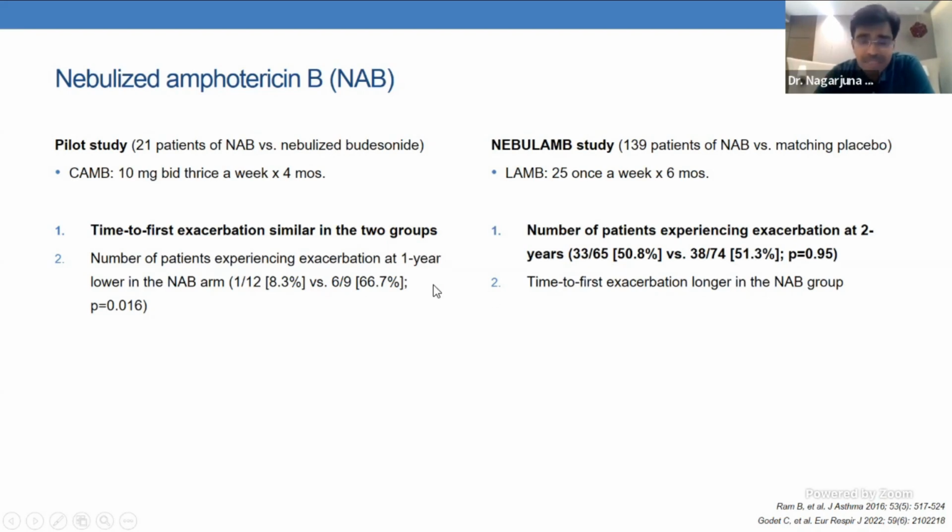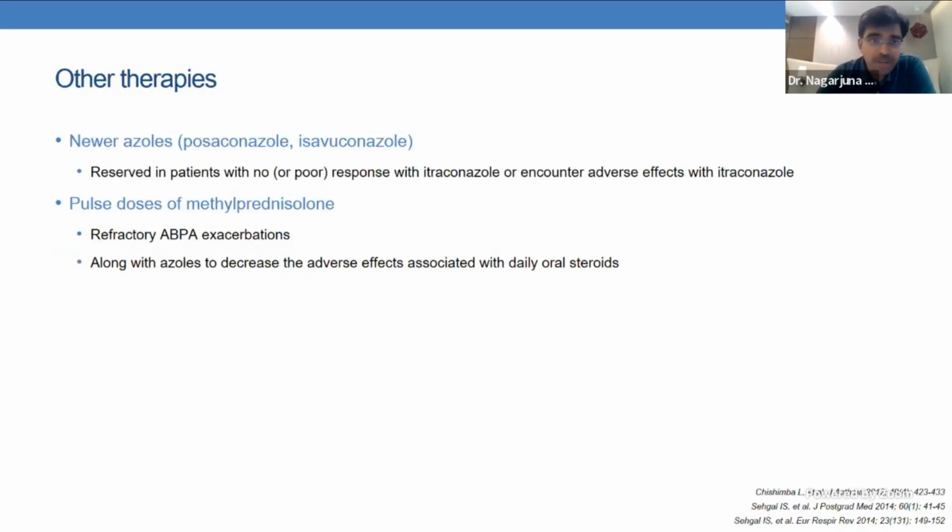Varying results, but probably in the upcoming years we'll have more data and we might start using these nebulized amphotericin B to prevent relapses. This is still in the nascent phase, not yet approved for regular use. Newer azoles, again, we don't have much data.